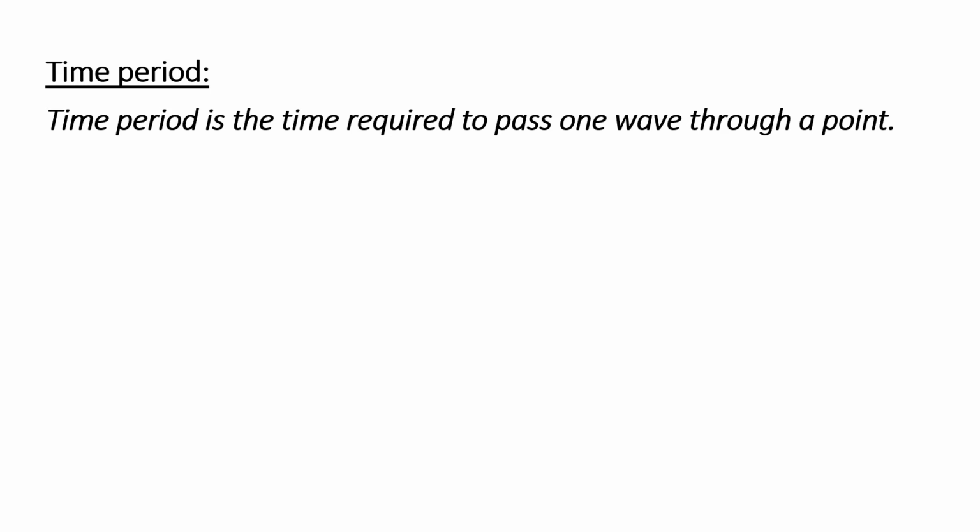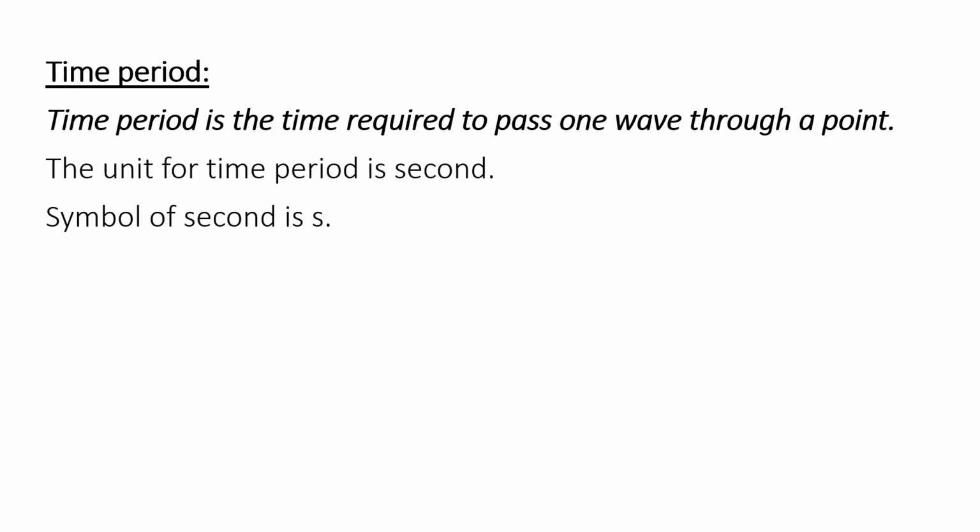Okay, the next thing is time period. Time period means how much time is required for one wave to pass through a point. So this is the opposite of frequency. That's why we say that time period and frequency are inversely proportional to each other.